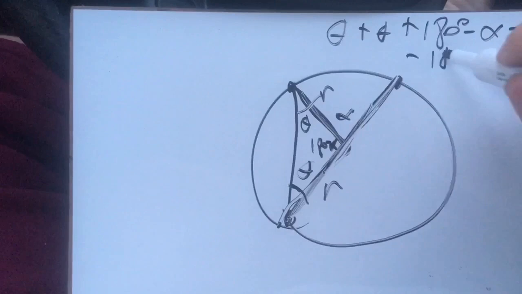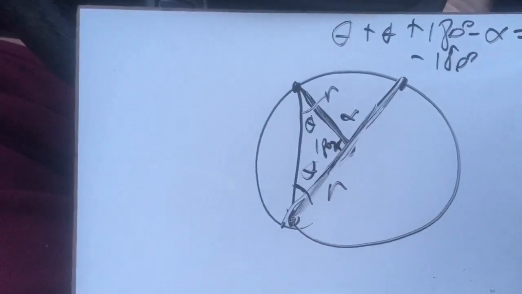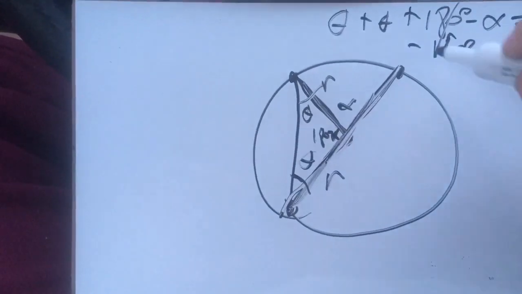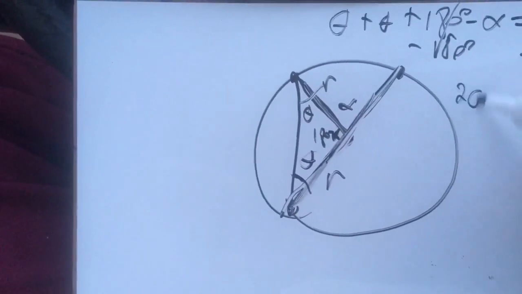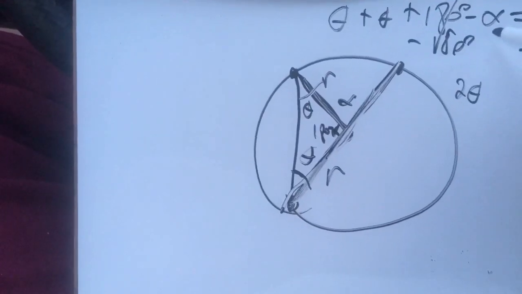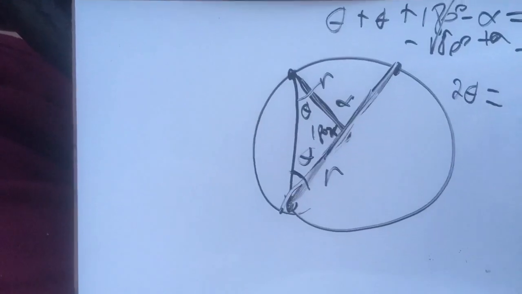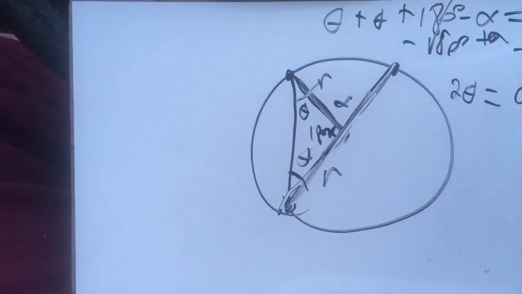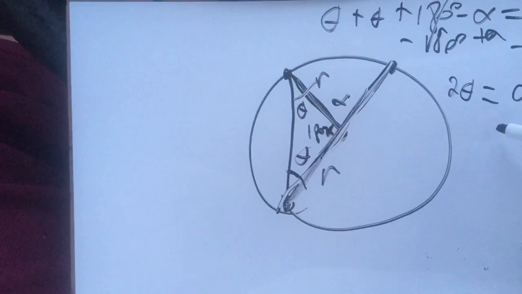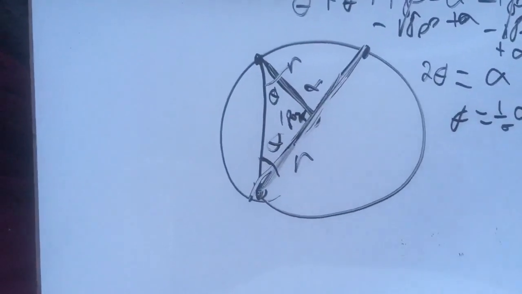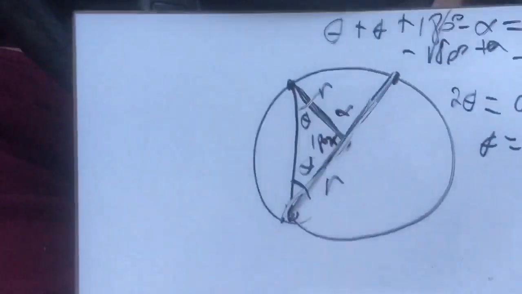Subtract 180 degrees from both sides, and combine like terms. We get 2 theta, and add alpha to both sides. We get 2 theta is equal to alpha, or theta is equal to 1/2 alpha. That's one case. Let's go to the next case.